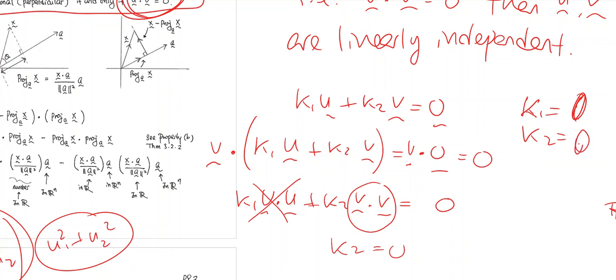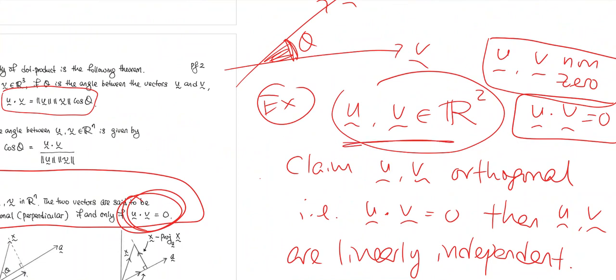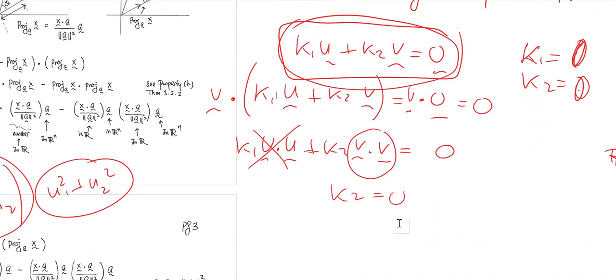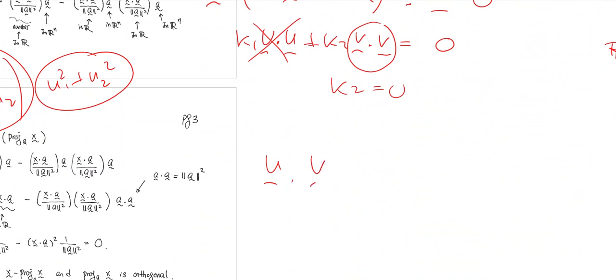So if you set up these equations, you will see that k1 and k2 have to be 0 if the vectors are orthogonal. Let me say that again: non-zero vectors that are orthogonal means that in these equations, the constants k1 and k2 have to be 0. That means by definition, u and v are independent.